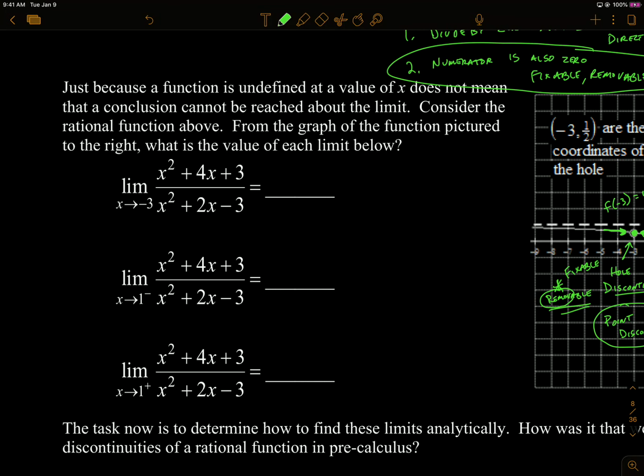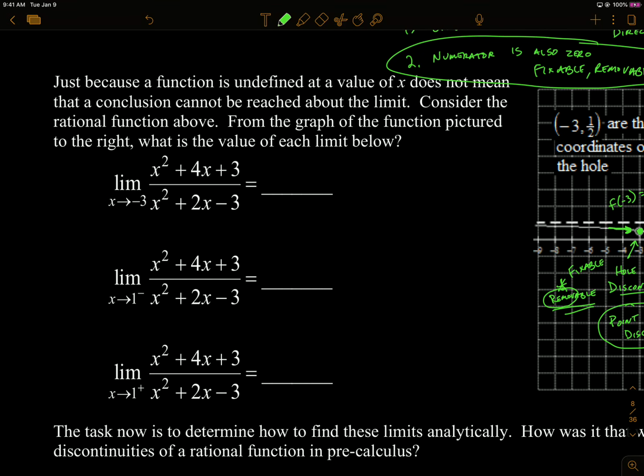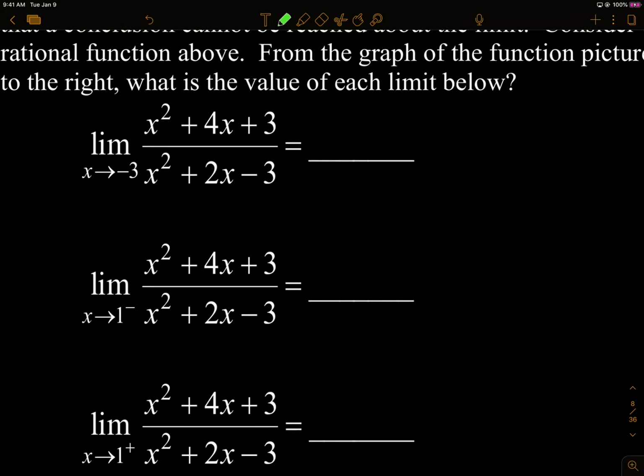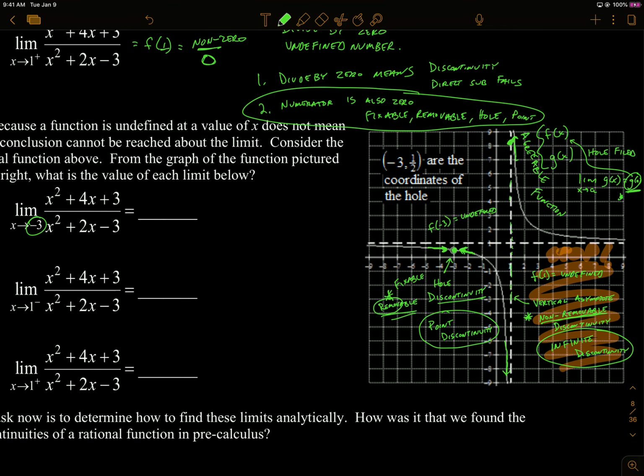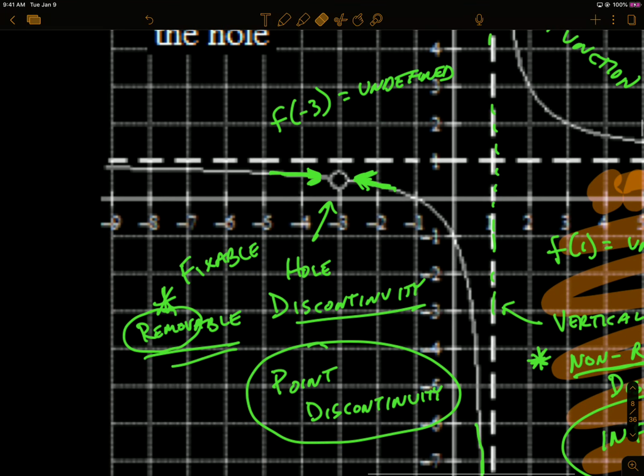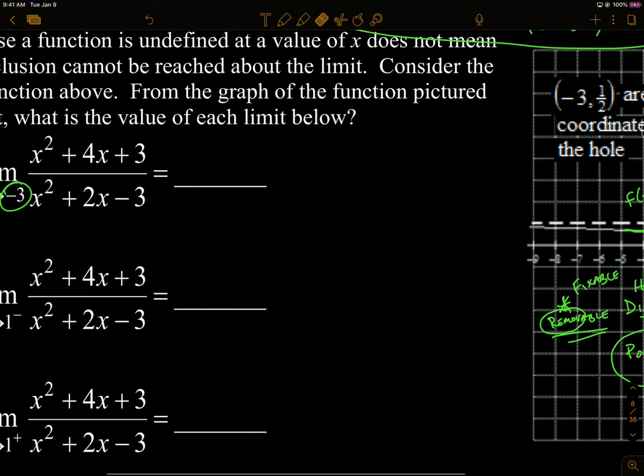All right, so they want us to go from the graph and just show us that just because there's a discontinuity doesn't mean that the limit doesn't exist. Sometimes you can still find the limit, other times you cannot. So notice our target value here is -3, and they're just saying from the graph find the limit. There's a hole there, and we already found this limit. We said it was 1/2.